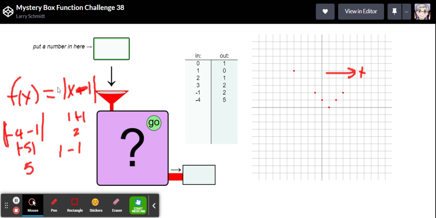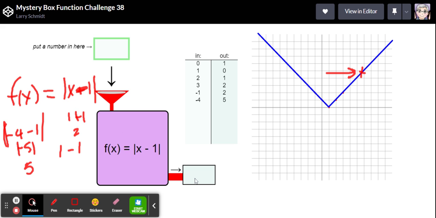This is the absolute value of x minus 1. So let's reveal. Yes, there we go. Absolute value of x minus 1. And let's go ahead and graph that too. And there it is, that nice sharp pair of straight lines meeting in that angle at the vertex.